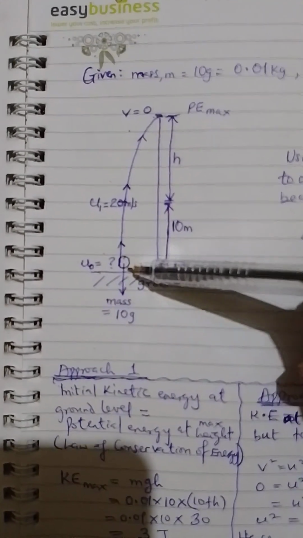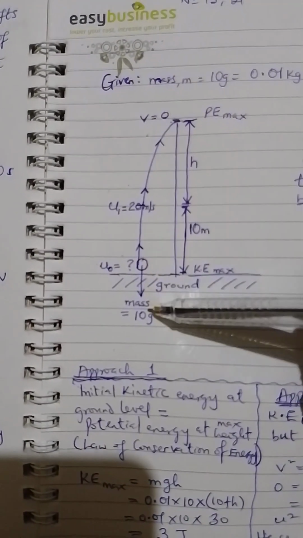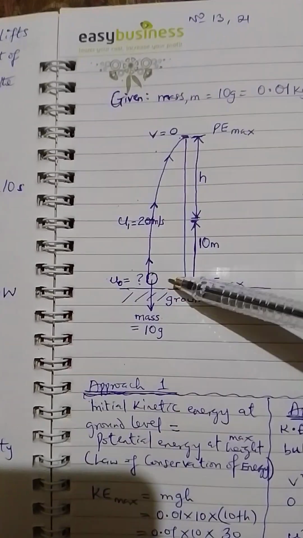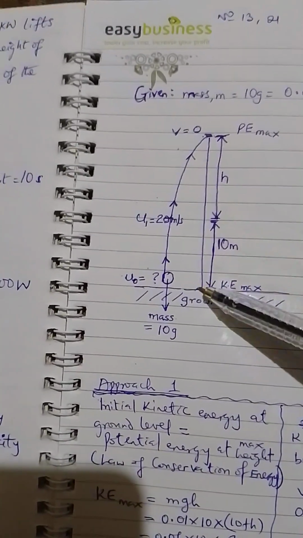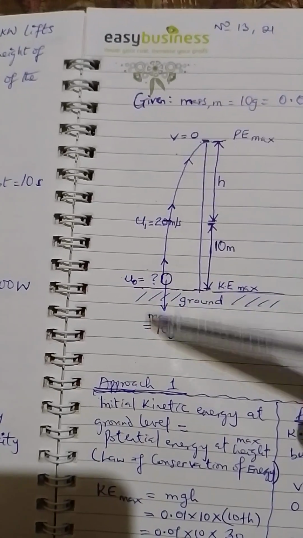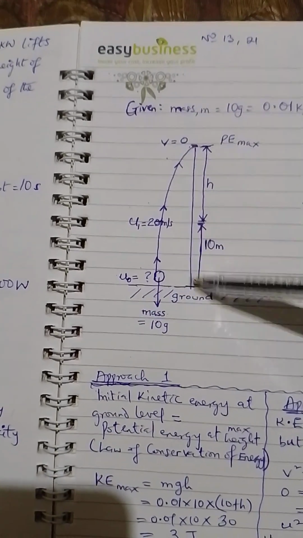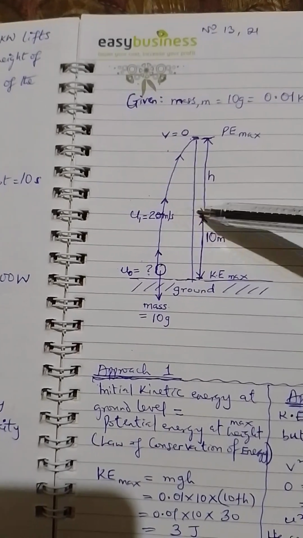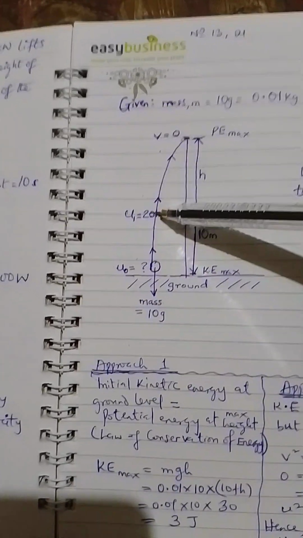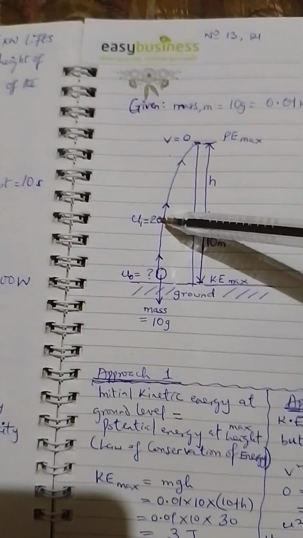So I have drawn something like that. From the ground level, the object is projected. This is an object of mass 10 grams projected upwards. It has a velocity of 20 meters per second at a certain height. So this is the journey, the movement of the object. At this point, it has a velocity of 20 meters per second.